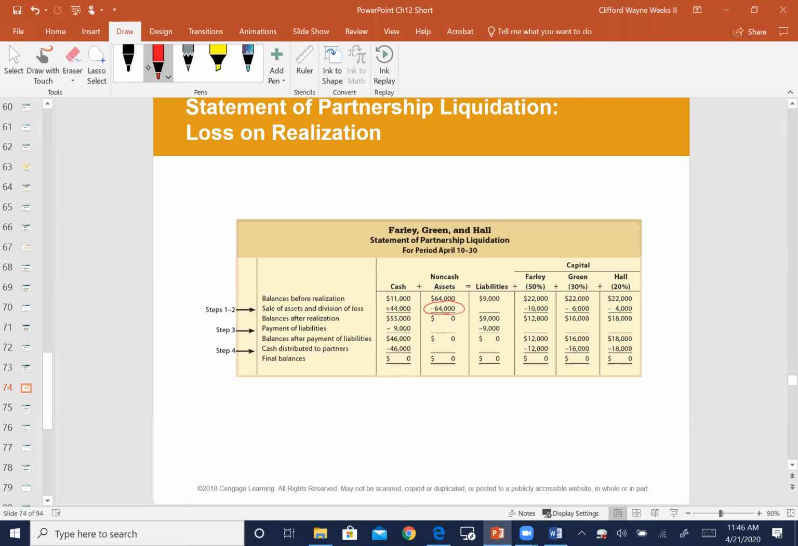We still thankfully have enough money to pay off our creditors, and so that's what we do, we pay off our liabilities. That journal entry is no different. And then we're left with $46,000 and capital balances equaling $46,000. So it works out perfectly. We can all go our happy way.